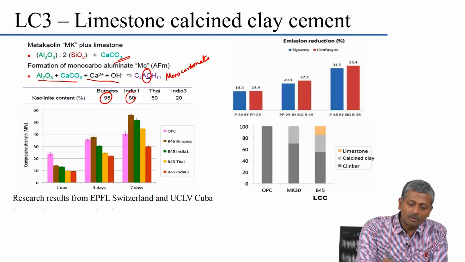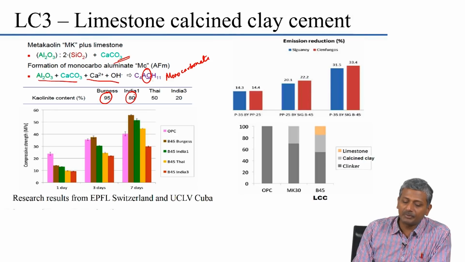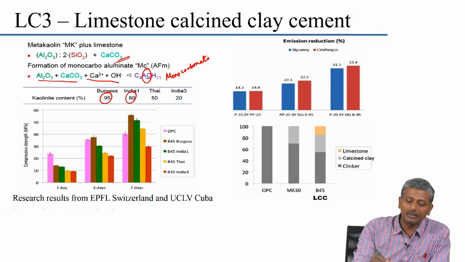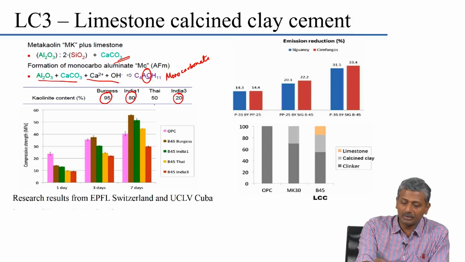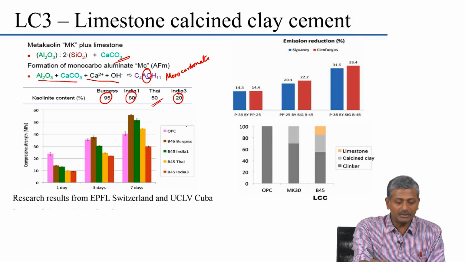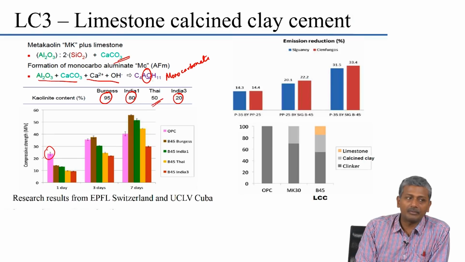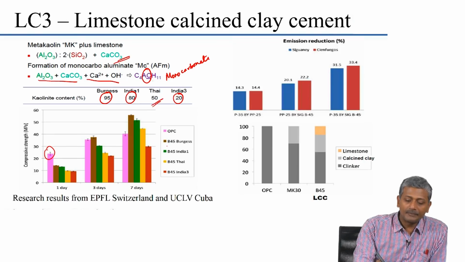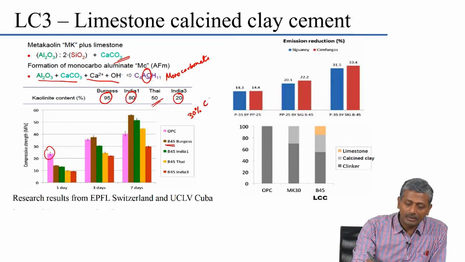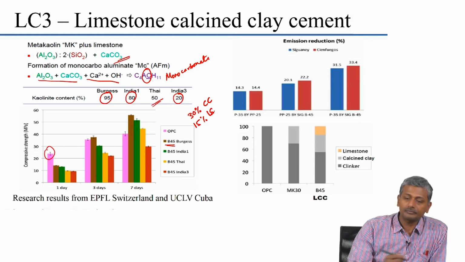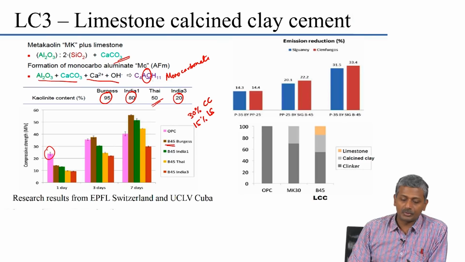Okay. From India, the kind of clay that they had was 80% kaolinite content, and there was one with 20% kaolinite content, and from Thailand they had 50% kaolinite content. So, look at what happened at the one day. So, this is plain Portland cement without any additive at all. So, here B45 implies there is 30% of calcined clay and 15% of limestone. 45 means 30% calcined clay and 15% of limestone in the system.